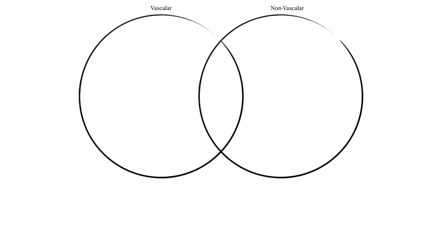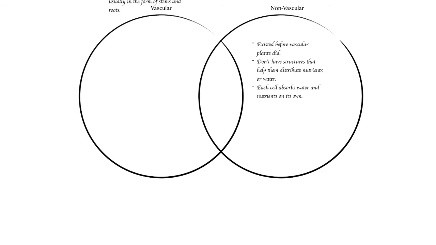Next, let's learn about two different types of plants, vascular and non-vascular plants. Non-vascular plants existed even before vascular plants did. Non-vascular plants don't have structures that help them distribute nutrients or water. Each cell absorbs water and nutrients on its own.